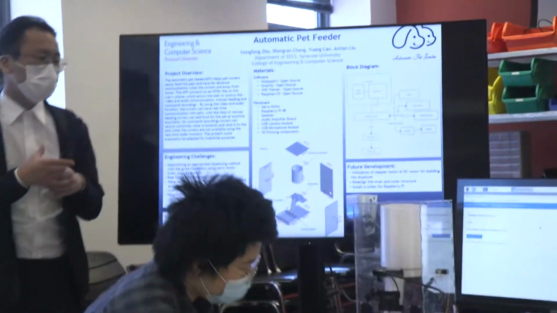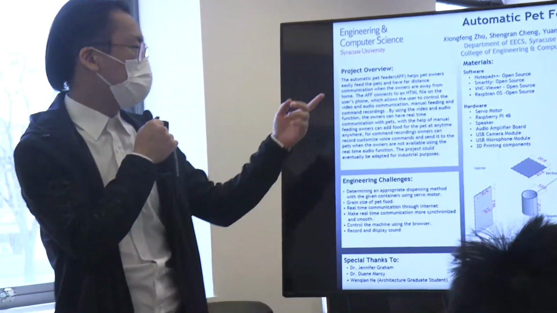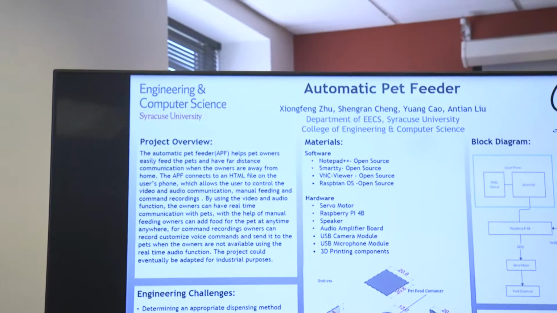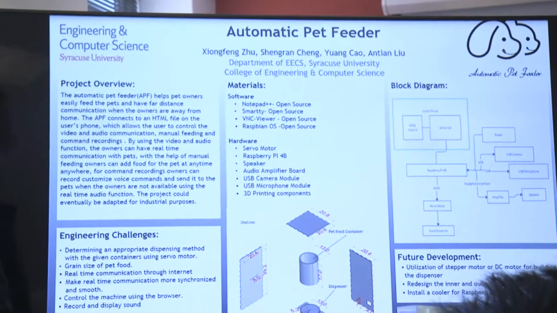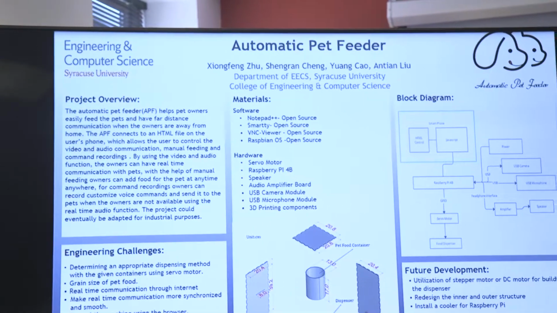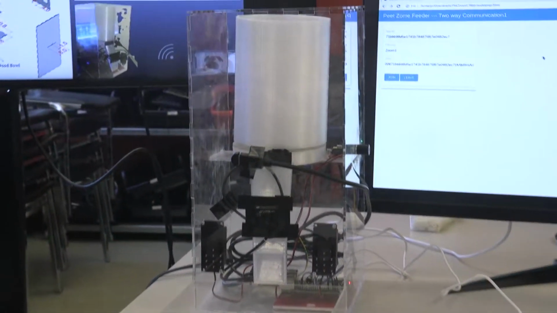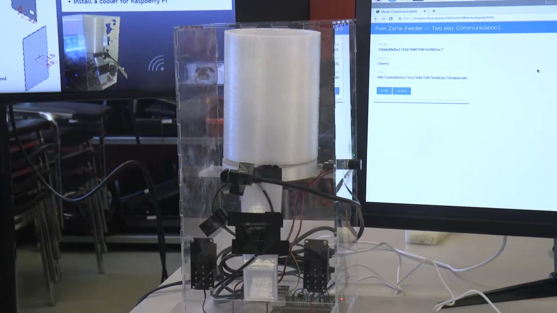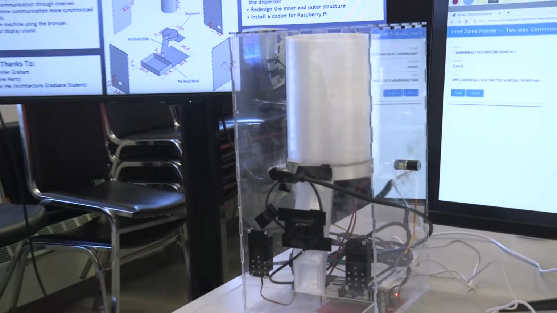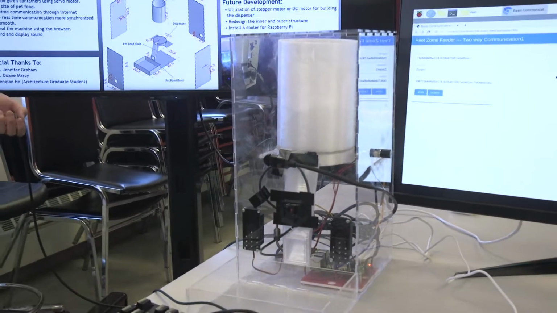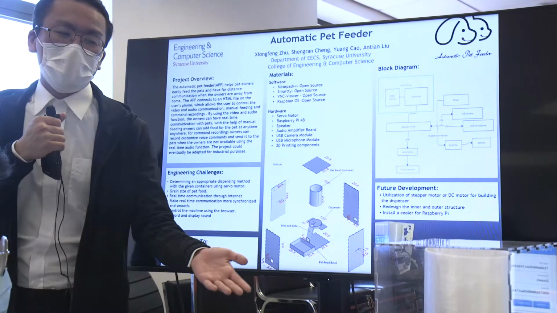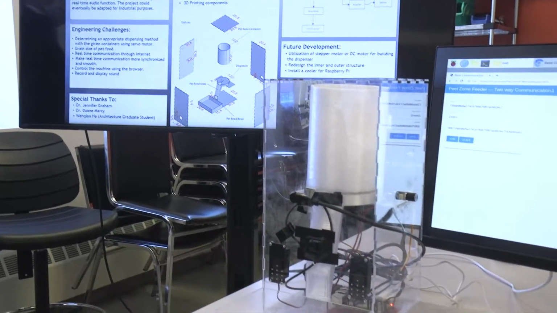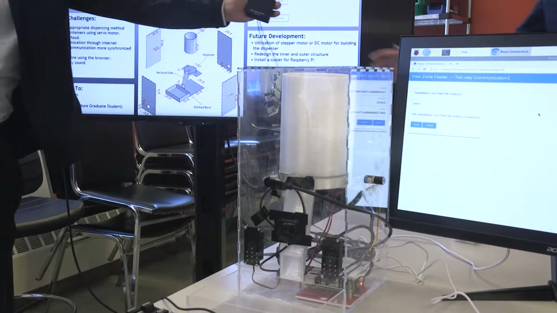For our software, we use Notepad, Smarty, VNC Viewer, and Raspberry OS. For our hardware, we use a 3D printer to print the inside of the food container, and we use the servo motor, Raspberry Pi, speaker, audio, and camera. About 50% of our product is environmentally friendly. For the next part, I will go back to you, Shanhan.